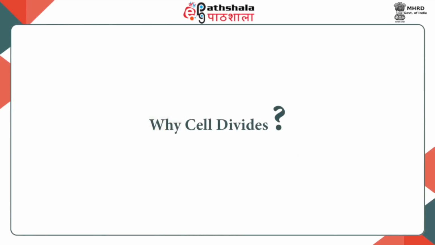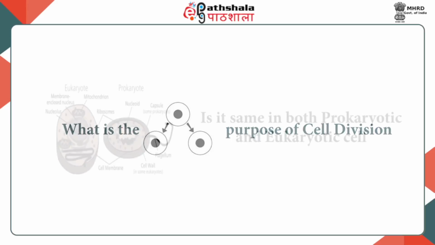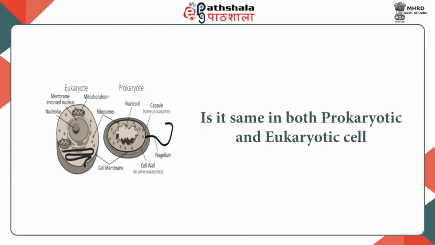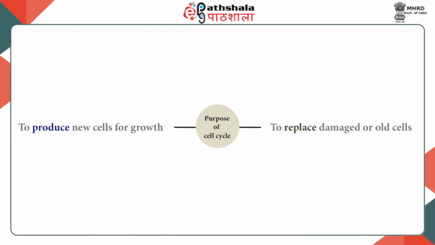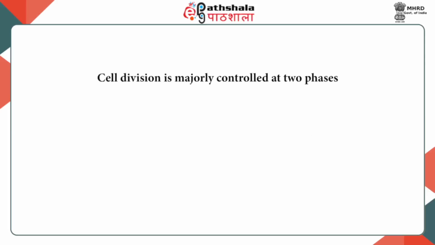You must be thinking, why do cells divide? What's the purpose of cell division? Is it the same in both prokaryotic and eukaryotic cells? Basically, cells divide to produce new cells for growth, as well as to replace damaged or old cells. But this process of cell division differs in prokaryotes and eukaryotes. Eukaryotes include protista, fungi, plantae, animalia. The two major phases of cell division are the DNA replication phase, in which DNA copies itself, and the second phase, the cell division phase, where the cell divides its content equally into two daughter cells.